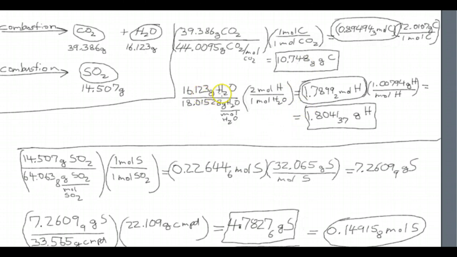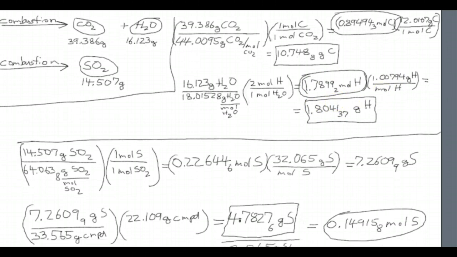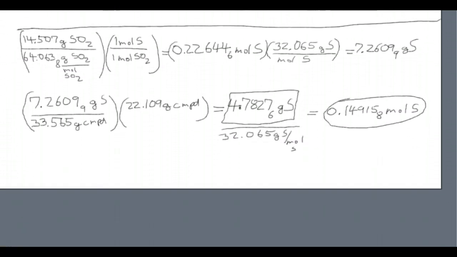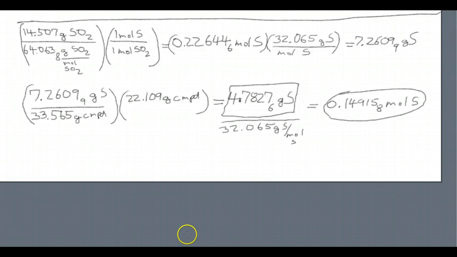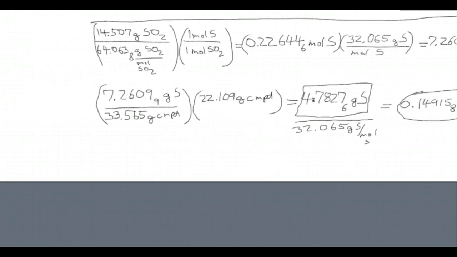Now looking at the water, 16.123 grams of water produced, divided by the molar mass of water, times 2 moles of hydrogen per 1 mole of water, gives us moles of hydrogen, 1.78992 moles, circle that, times the molar mass of hydrogen gives us grams of hydrogen. Put a box around that. Now let's look at the sulfur. So we know at this point, in 22.109 grams of the compound, how many moles and how many grams of carbon and hydrogen there are.